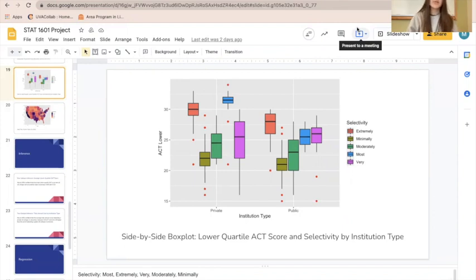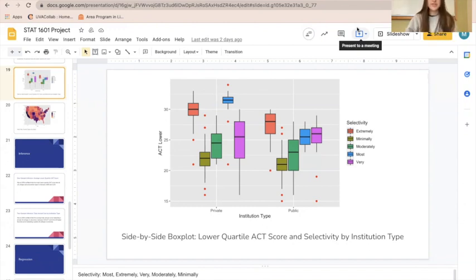So before I get into details of what that exactly is showing us, let me tell you what the selectivity requirements are. So for it to be a most selective college, it needs to be less than 15% acceptance rate. Less than 35% acceptance rate is extremely selective. Less than 50% is very selective. Less than 60% is moderately selective, and anything between 60 and 100% acceptance rate is minimally selective.